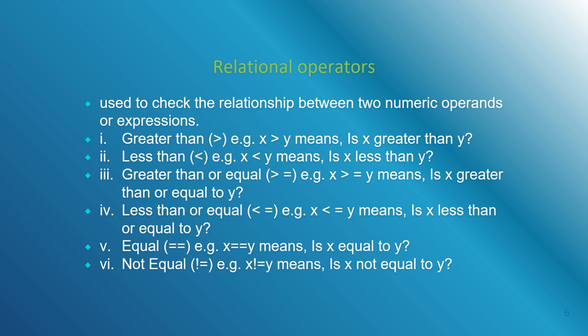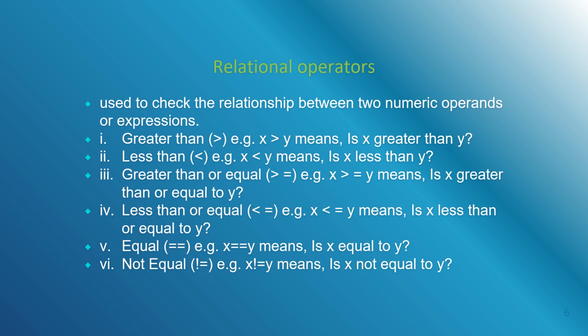What are relational operators? We check the relation between two expressions, two numeric operands. Greater than: is x greater than y? If so, it is true, otherwise it is false. For example, x is 5, y is 7. Is 5 greater than 7? No, false. Is 9 greater than 7? Yes, true. That is one relational operator, the greater than sign.